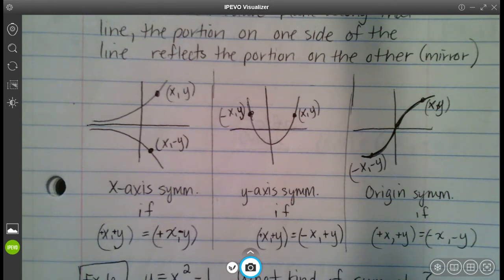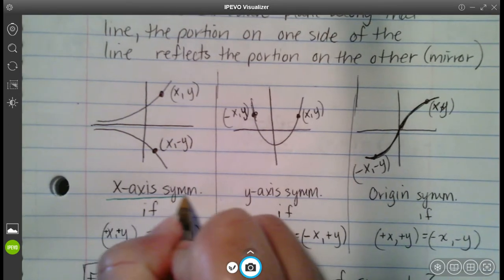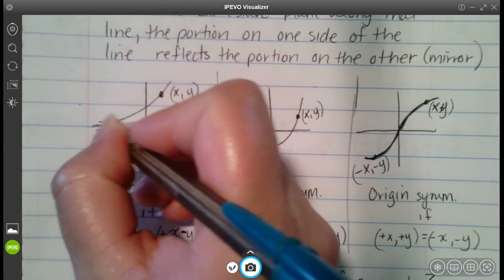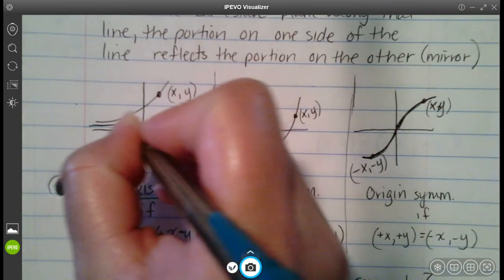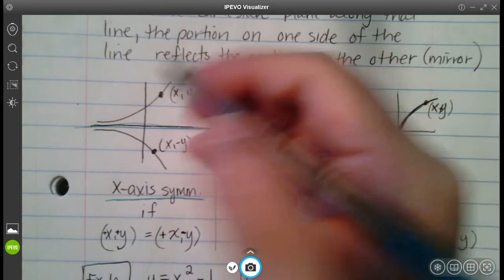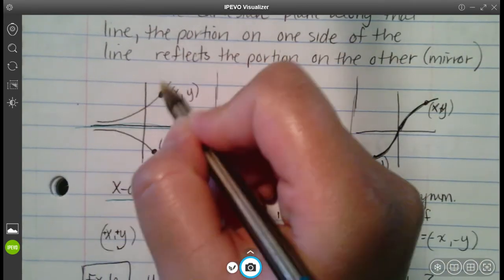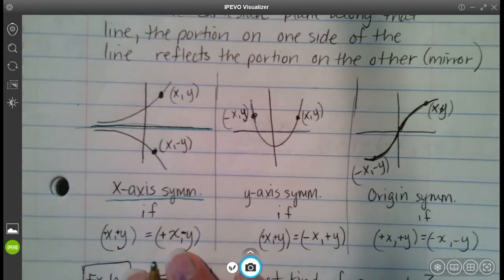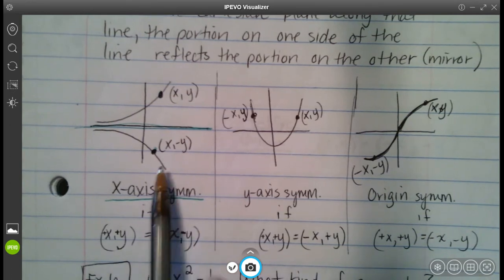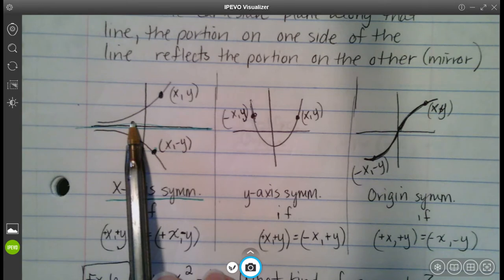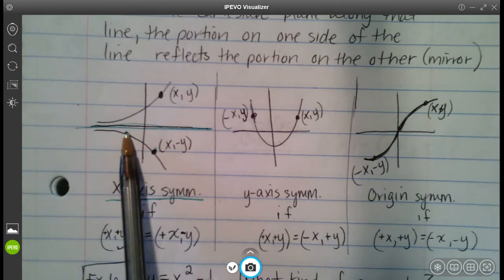We have that with the x-axis. Okay, x-axis symmetry. That's this one right here. What happens is you're folding along this line here. So think of this if this were like a piece of paper, and if you wanted to fold it, everything on this side would reflect over to this side. If we have a graph that looks like this, that would be considered x-axis symmetry.